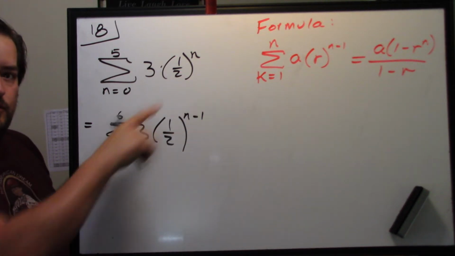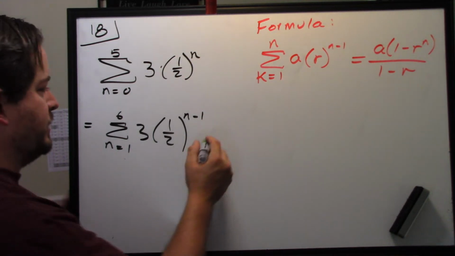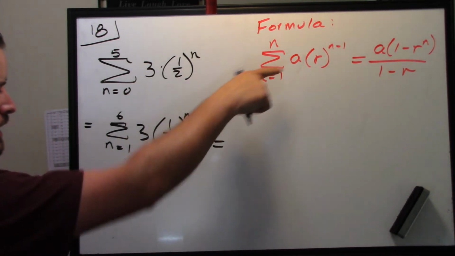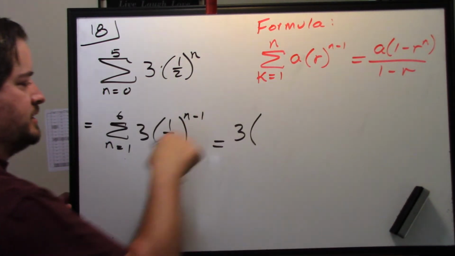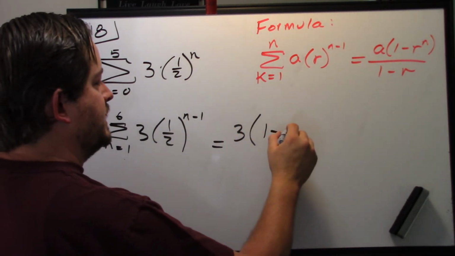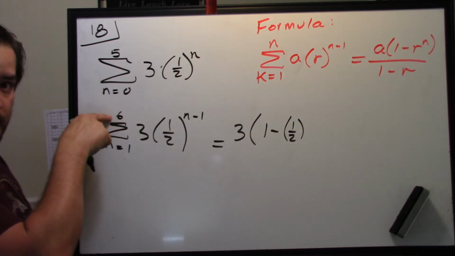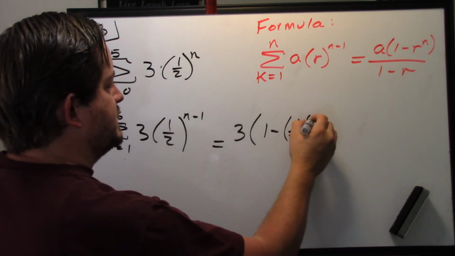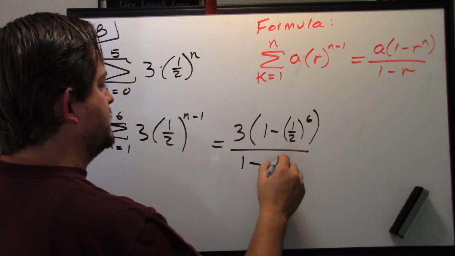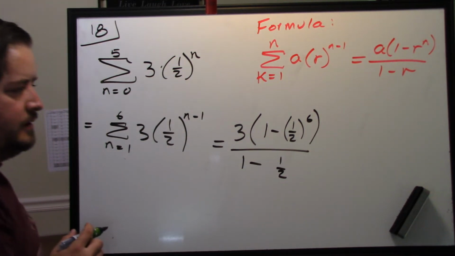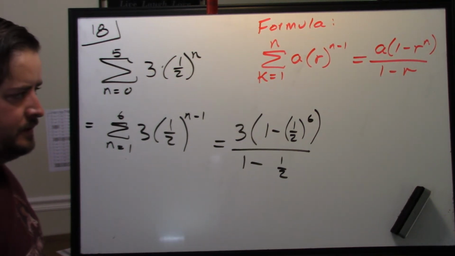And now I have it in the form that the formula is useful to me in, right? So I can plug that in. I can then say that the a is 3. 1 minus r to the n, well that's 1 minus 1/2 to the n. N is where I stop, that's 6. So that's 1/2 to the 6th, all divided by 1 minus r, which is in this case 1/2 again, right? And so I just need to simplify this, and that's my solution.